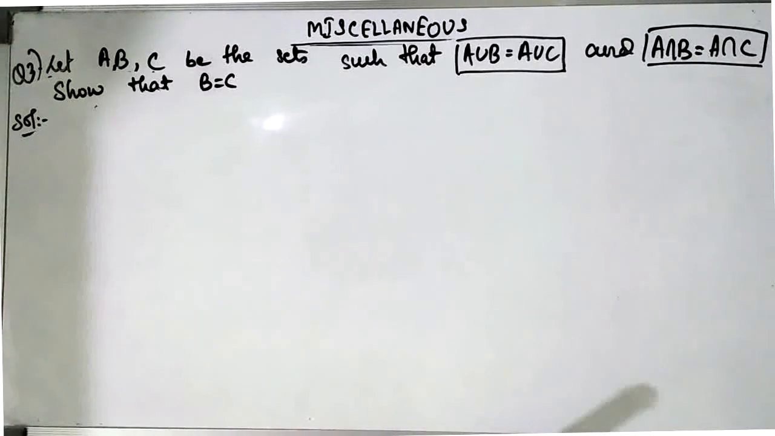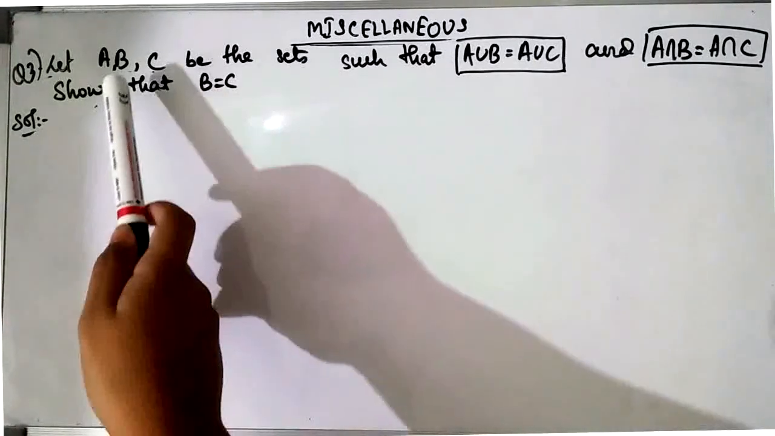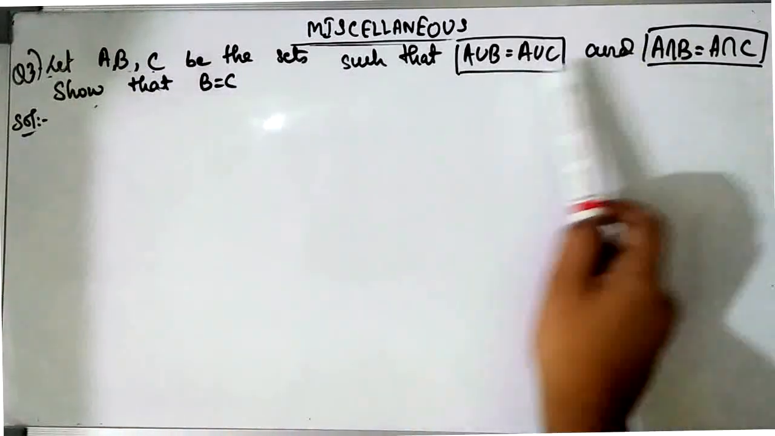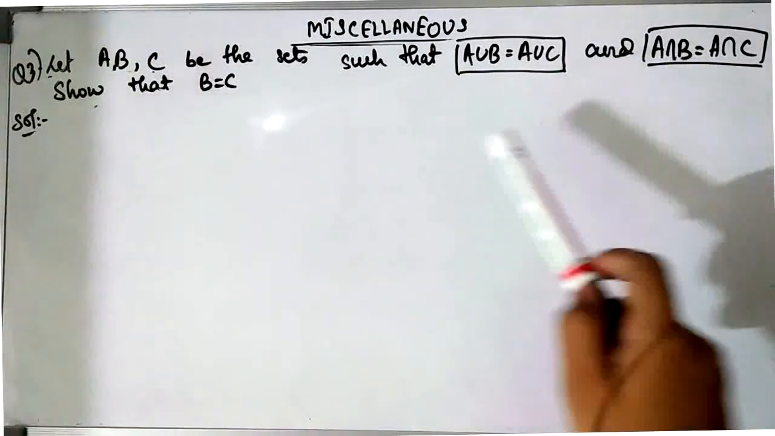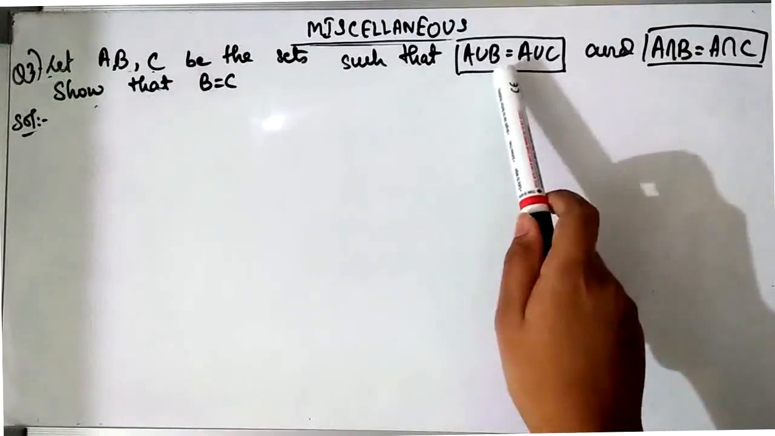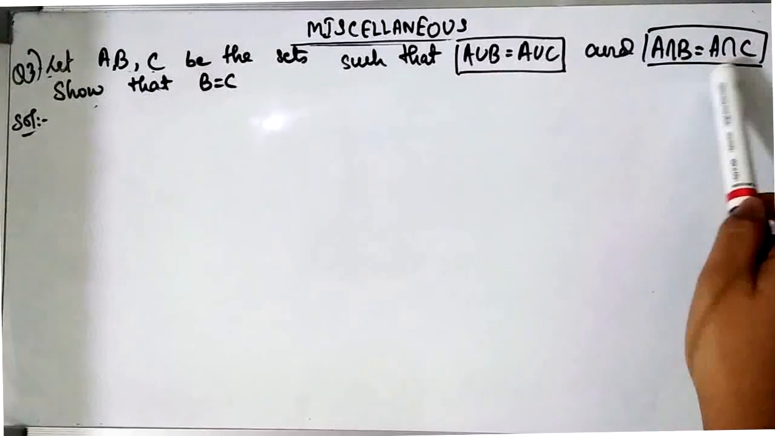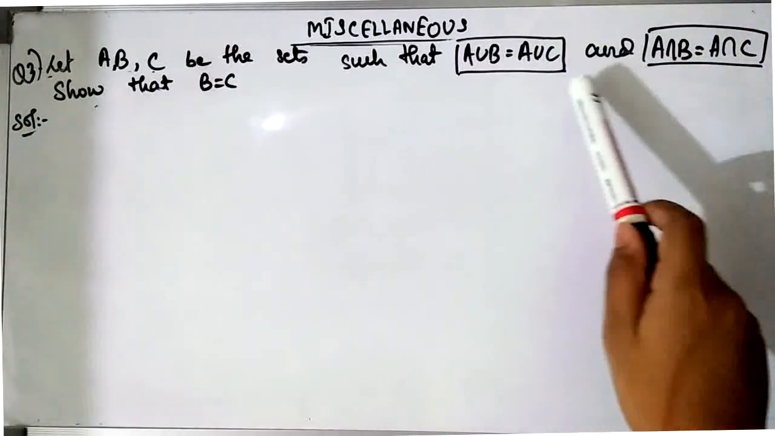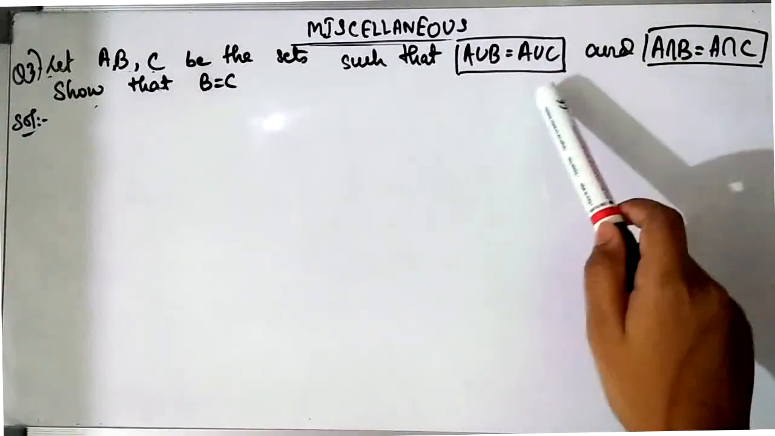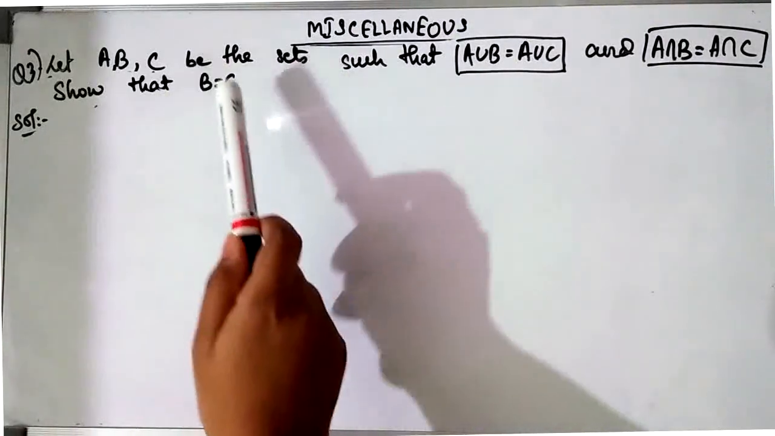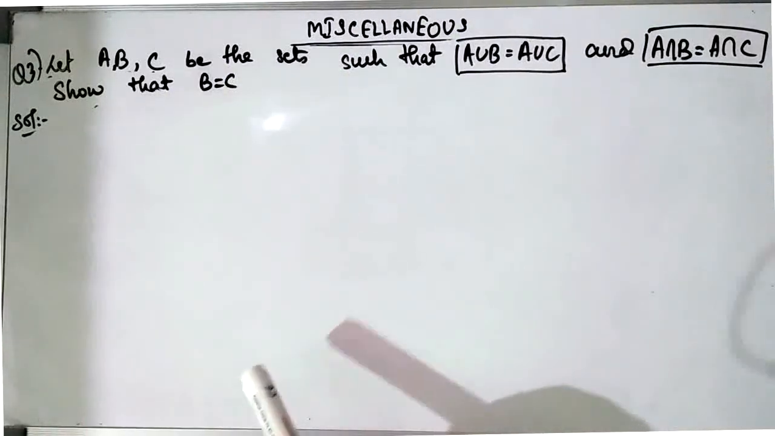Now let's see the third question. Now they have given that A, B and C are 3 sets, and they have given you 2 conditions, or you can say 2 equations, where they say that A union B is equal to A union C, and A intersection B is equal to A intersection C. Now using these two equations or these two conditions, we need to prove or we need to show that set B is equal to set C.